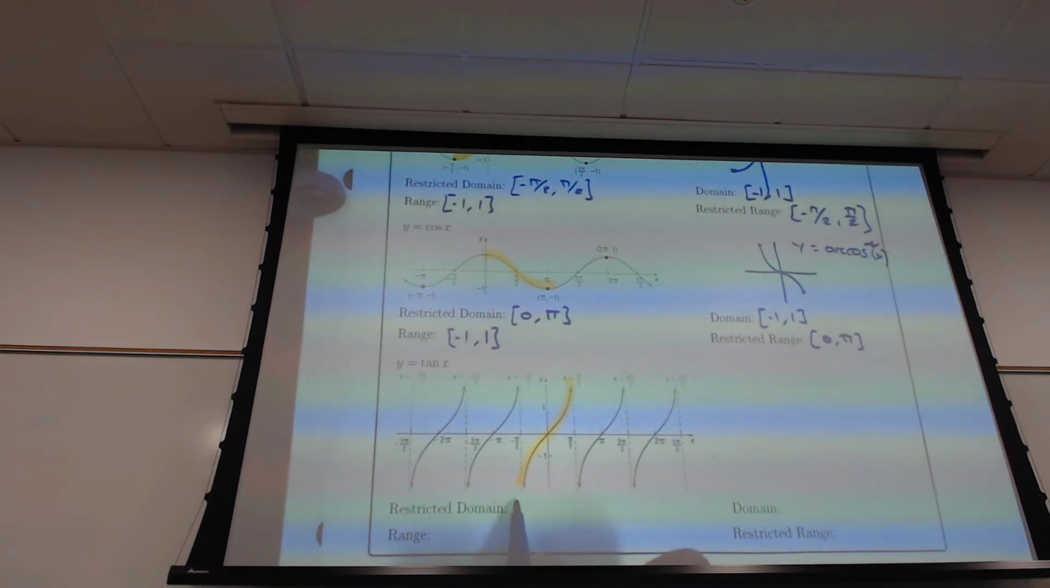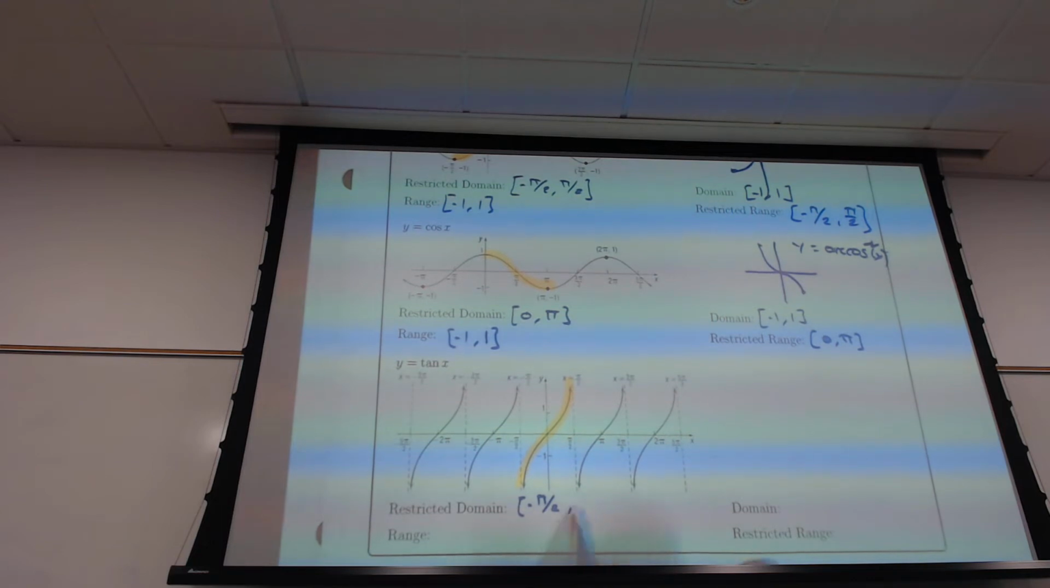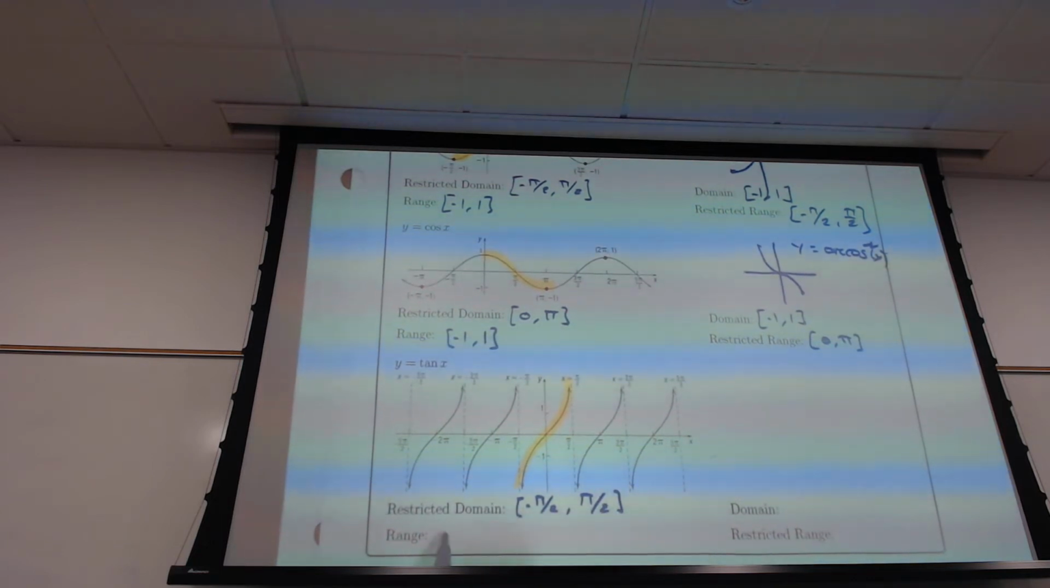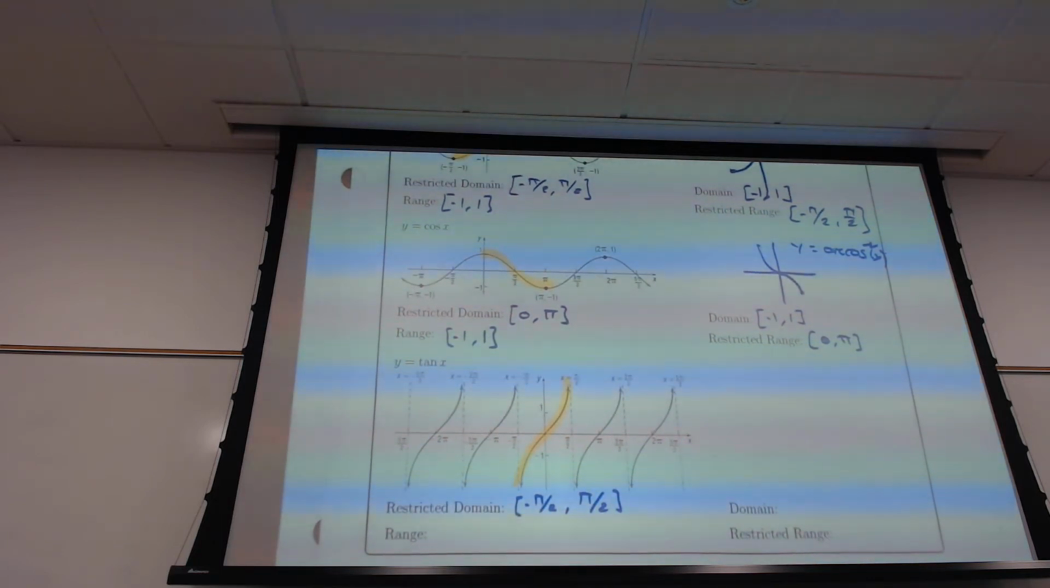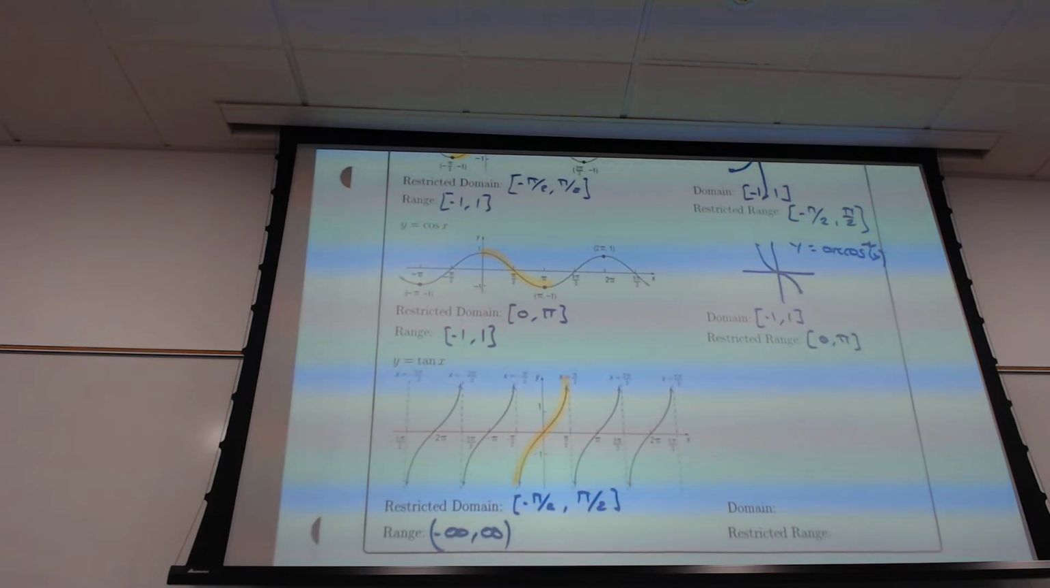If we restrict the domain from negative pi over 2 to pi over 2, what would be the range of this function? Is it still negative 1 to 1 like sine and cosine? No, it's negative infinity to positive infinity. And be careful with grouping symbols, because for infinities we always use parentheses, right?